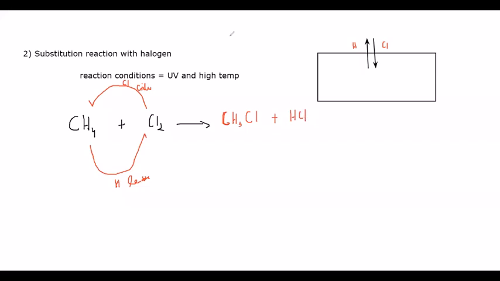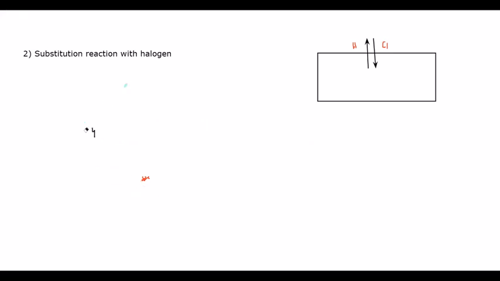Look, I'll repeat. The term substitution means if one atom enters the substance, the other will leave. So CH4 means you have one carbon and 4 hydrogens. It reacted with chlorine. Chlorine means Cl2.